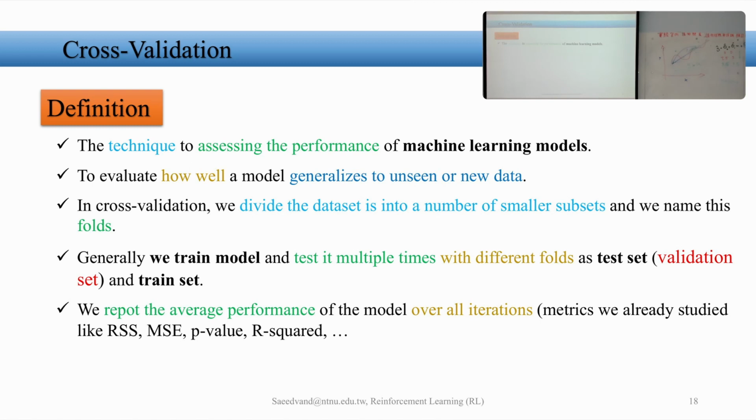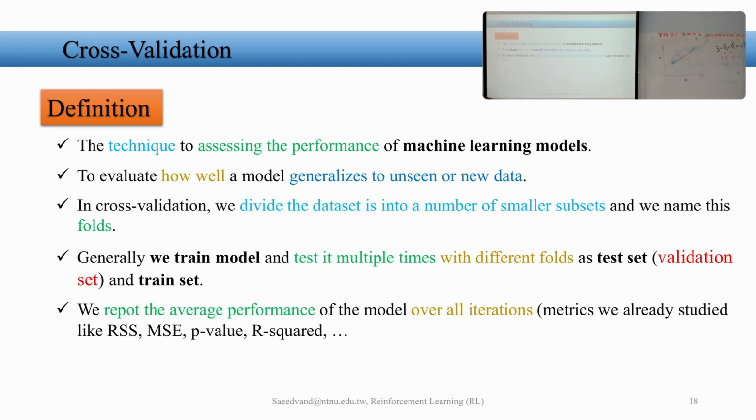The definition of cross-validation: it's a technique for assessing the performance of machine learning models. If a student comes to me and says, I have a model, I want to graduate my master thesis with a machine learning model, so my result is this, the first question I ask is, do you have the cross-validation result? Show me. You should do the same with whatever you're working on. It is to evaluate how well a model generalizes to unseen new data.